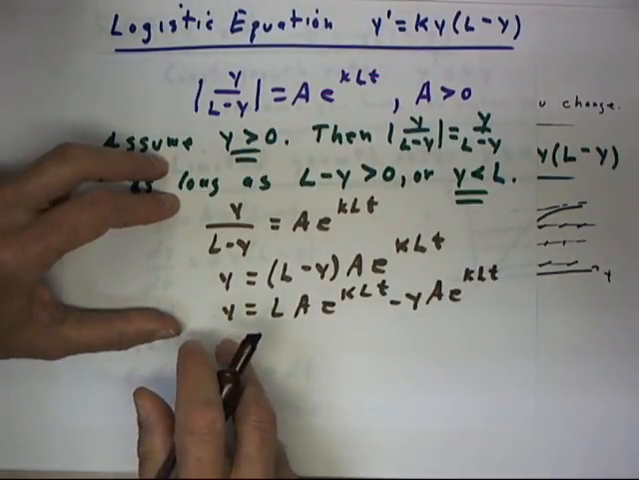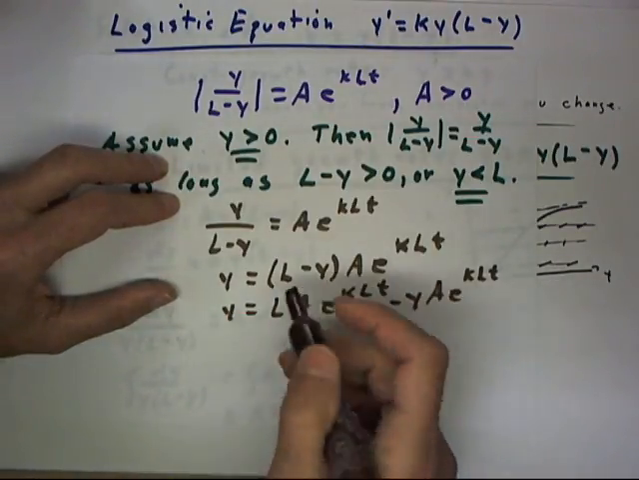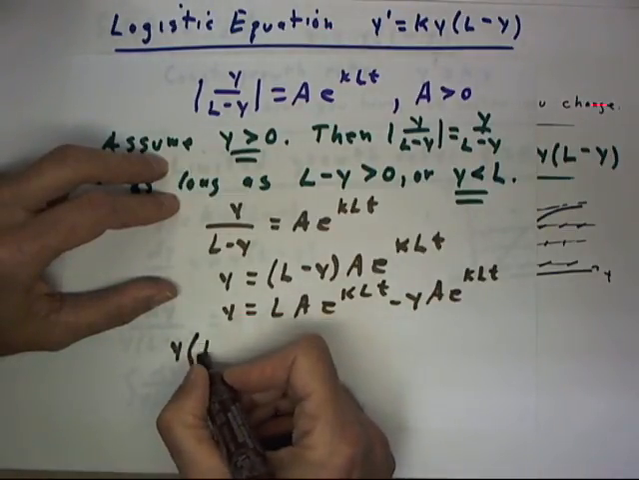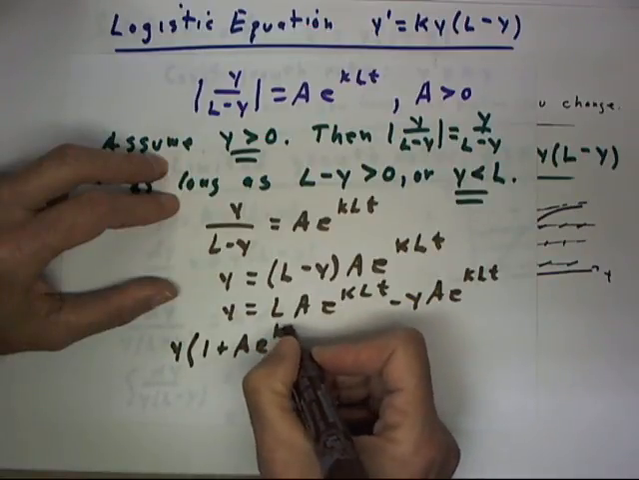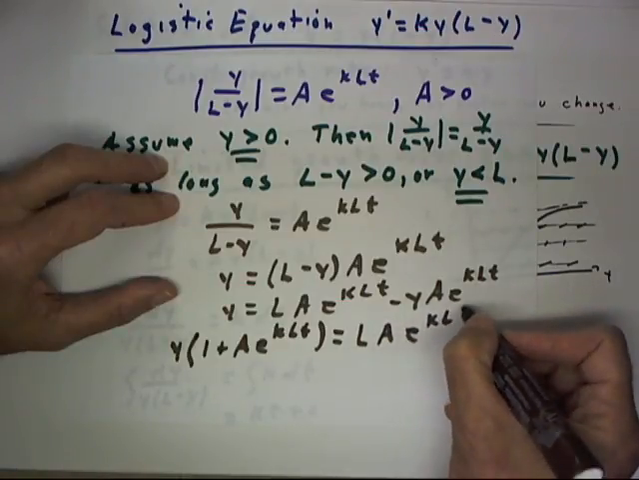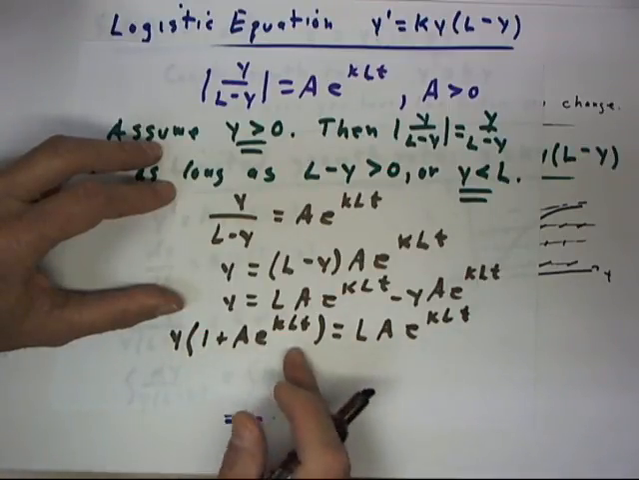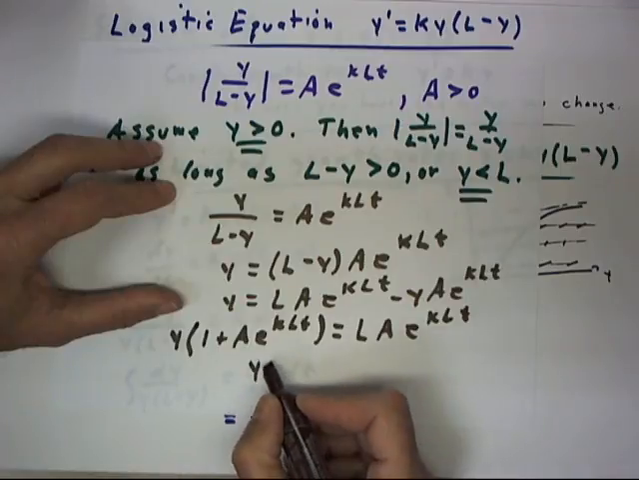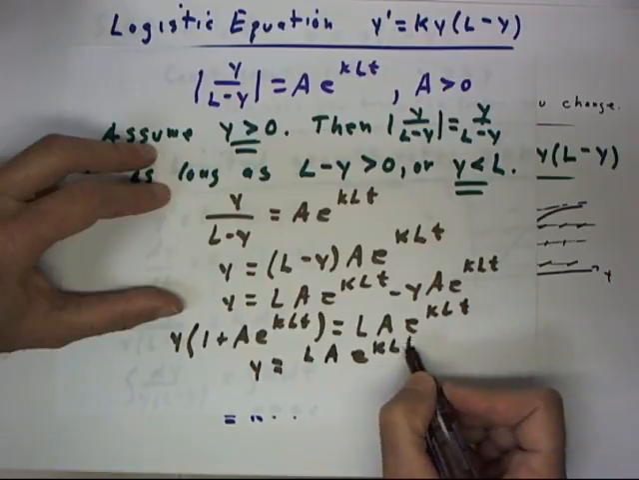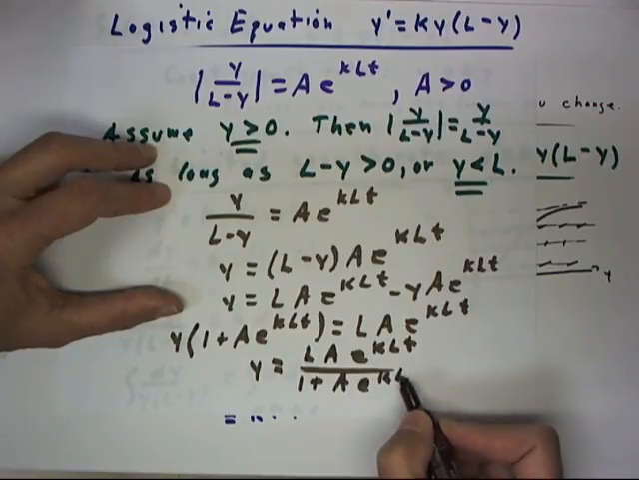Now we got a y term here and a y term here. We're going to add this to both sides and then factor, and we're going to end up on this side with y times the quantity 1 plus a e to the KLT equals L a e to the KLT. We divide both sides by this coefficient of y, and we get our final solution for y, which is just that y equals L a e to the KLT divided by 1 plus a e to the KLT.